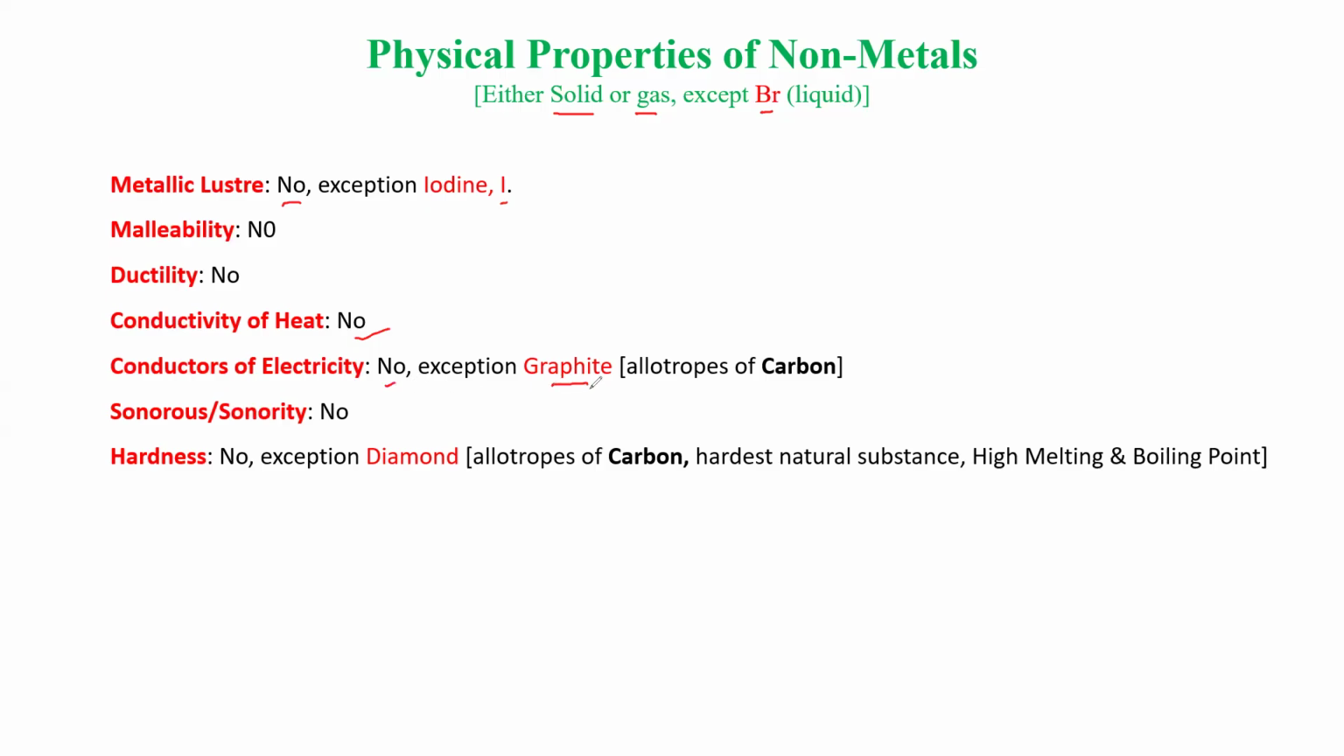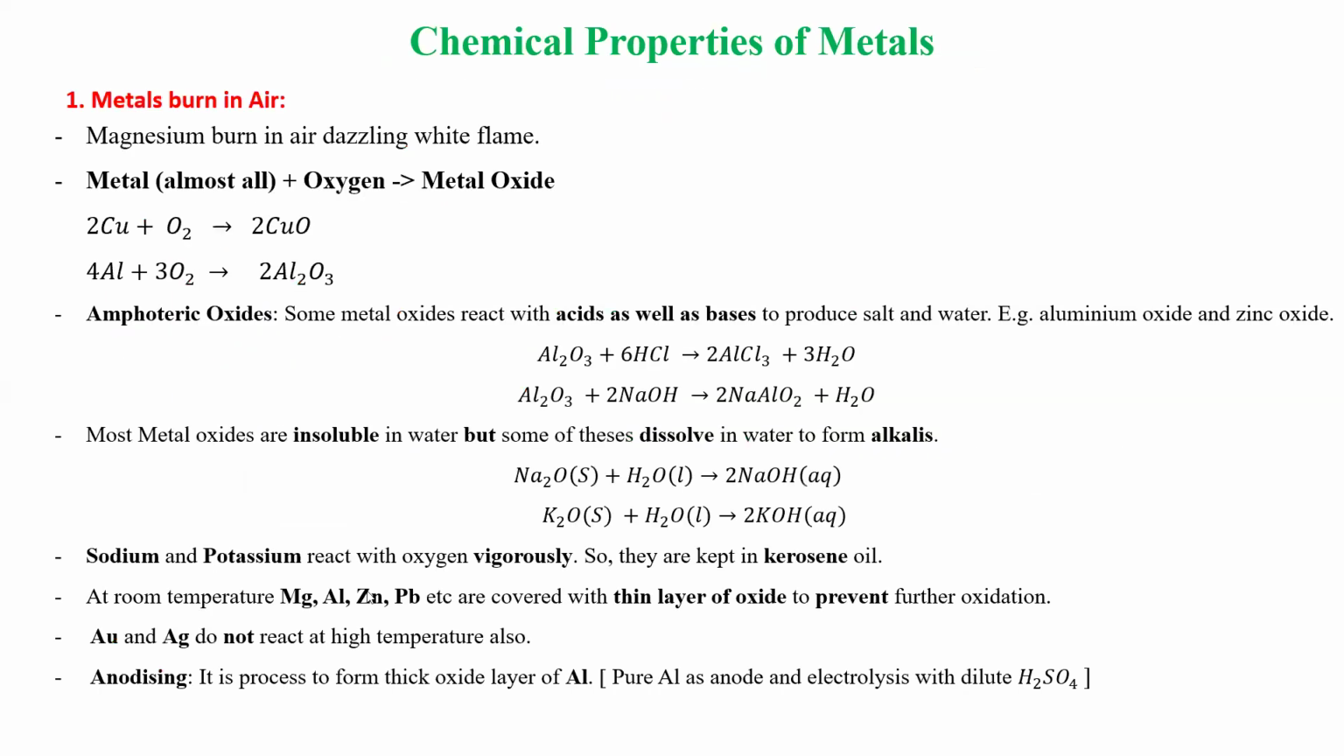Exception, graphite. Graphite is an allotrope of carbon. Okay, and another allotrope is diamond, that you know very well. It is the hardest substance in nature. Next is sonority or sonorous, no. Hardness, no, but again, the allotrope of carbon, that is diamond, which is the hardest natural substance, and it has very high melting and boiling point. Again, we'll have some discussion about carbon and its compounds. There you also see how diamond and graphite structures differ from each other.